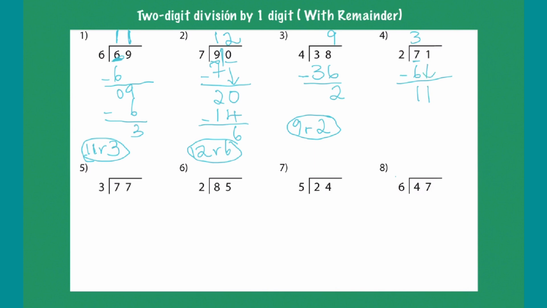And then you take a look at how many 2s can fit into an 11. So 2 times 5 equals 10. 11 minus 10 equals 1. And so my final answer here is 35, remainder 1.